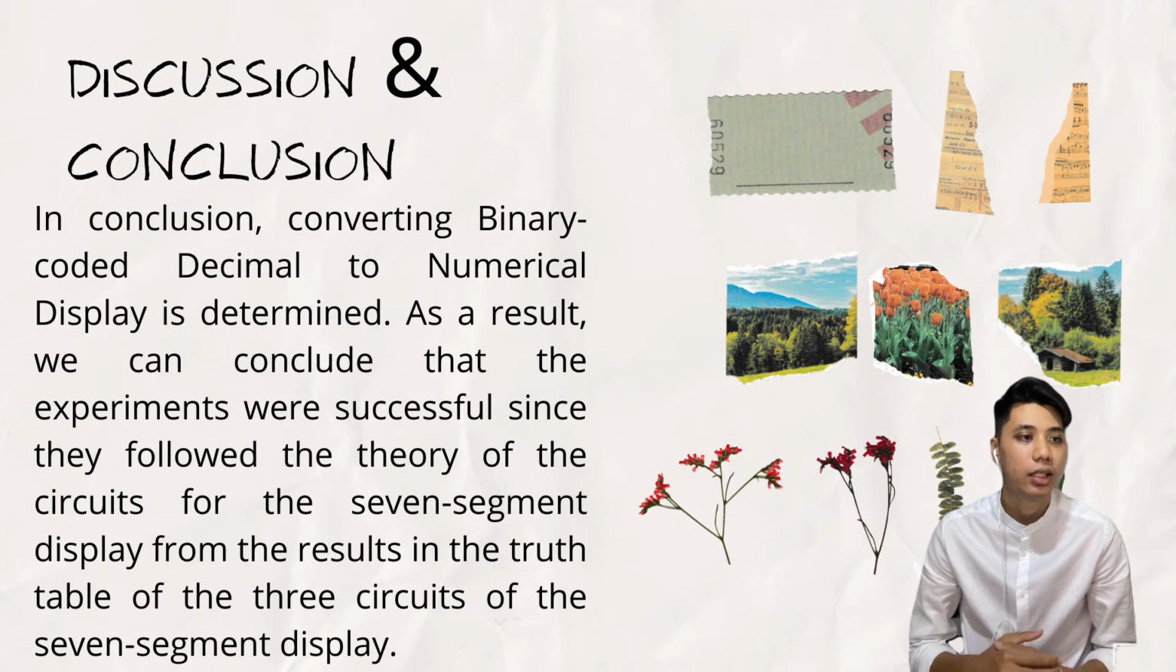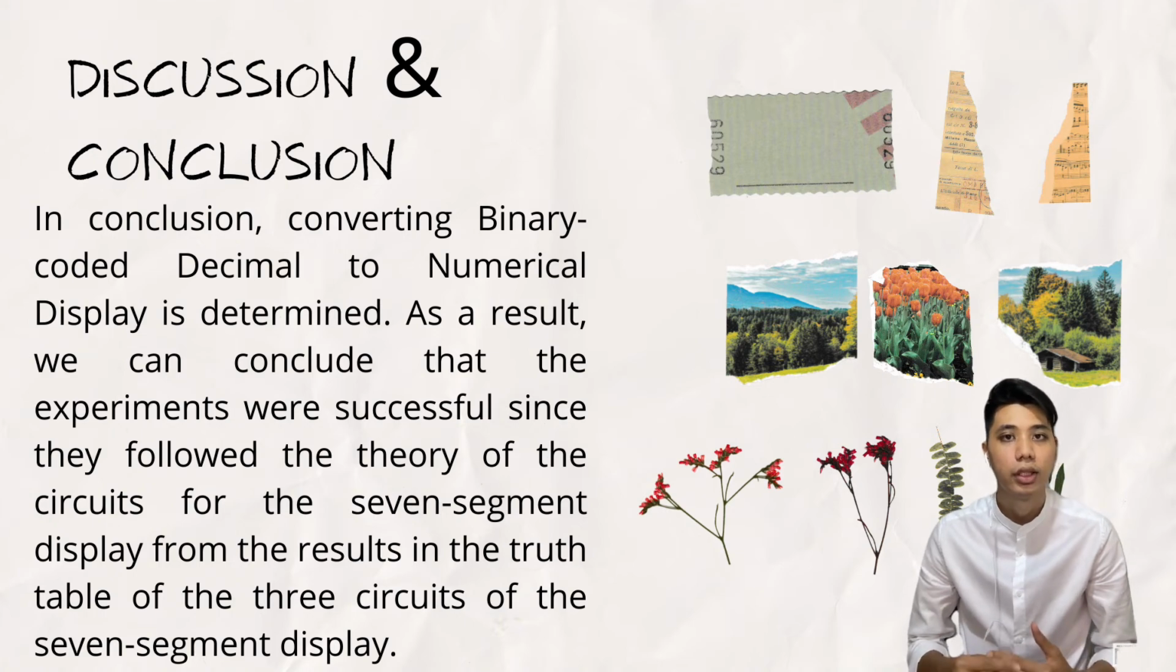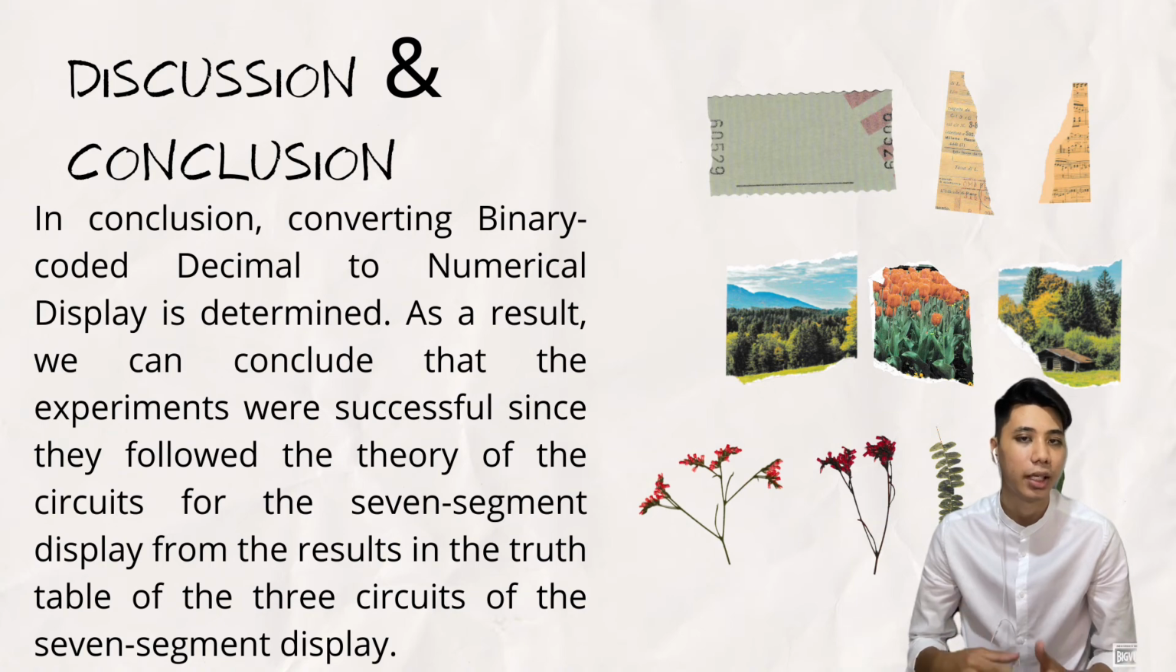Next slide is discussion and conclusions. Converting binary coded decimal to numerical display is determined. As a result, we can conclude that the experiment was successful since they follow all the theory for the 7-segment display from the result in the truth table of the 3 circuits of the 7-segment display.